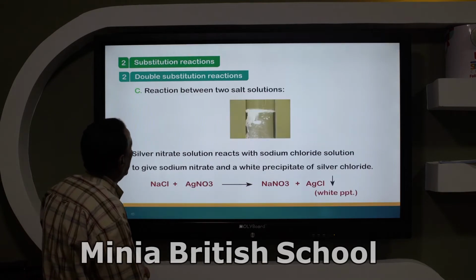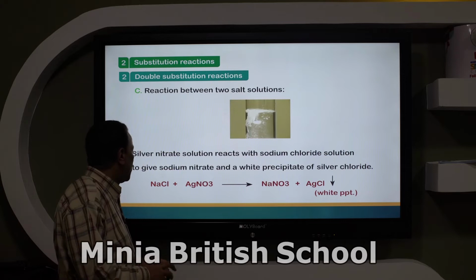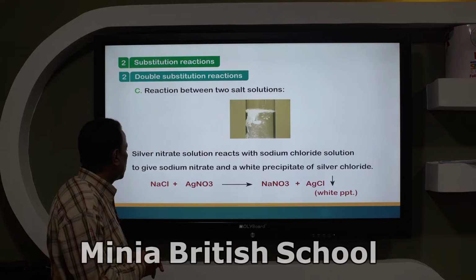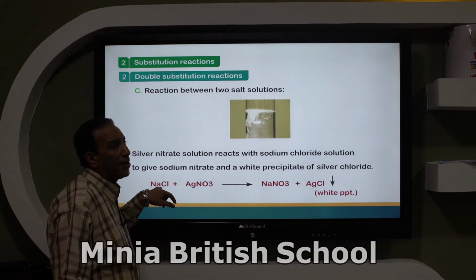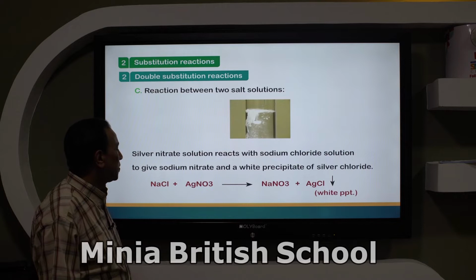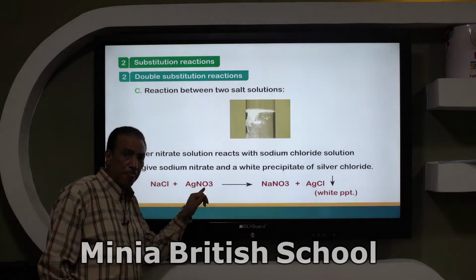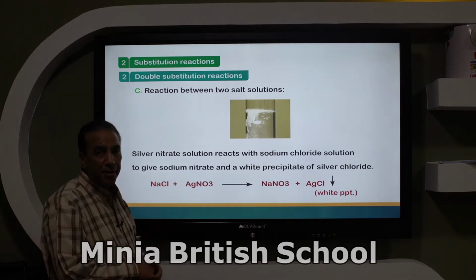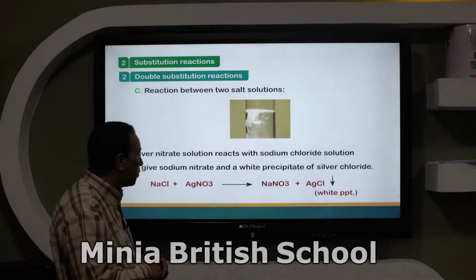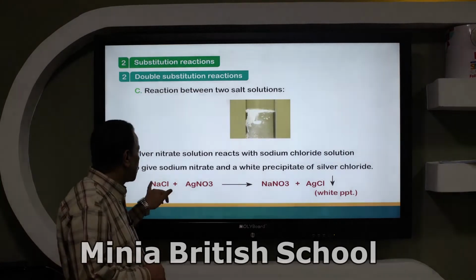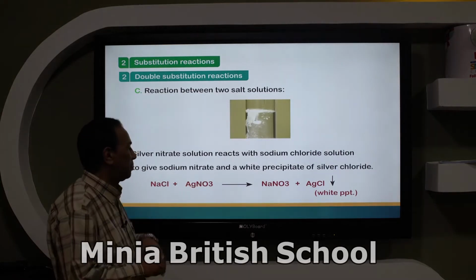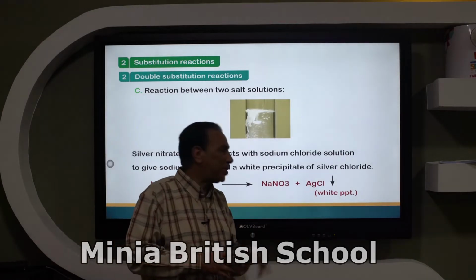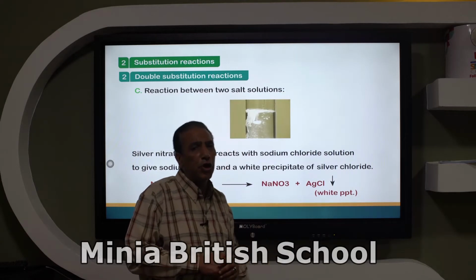The last one in the double substitution reaction is the reaction between two salts. And the two salts you have this time are sodium chloride NaCl plus silver nitrate AgNO3. Positive, negative, and then make the exchange of the ions between both of them, so it will form sodium nitrate and silver chloride. Silver chloride in this case is a solid substance that will precipitate in the color white.